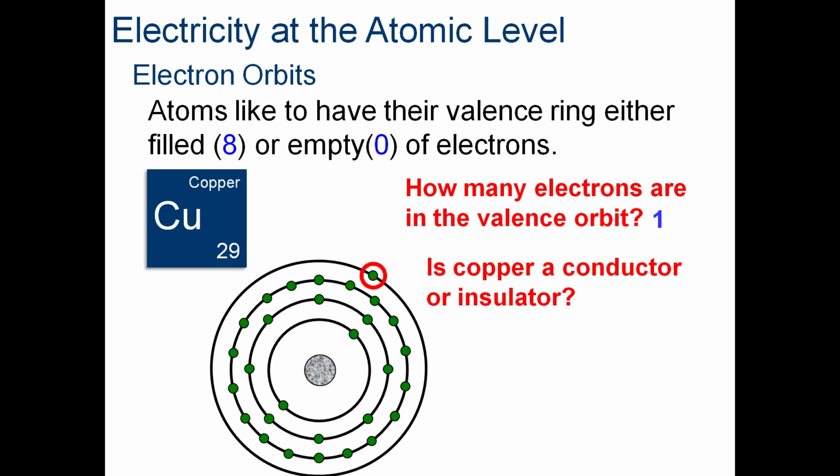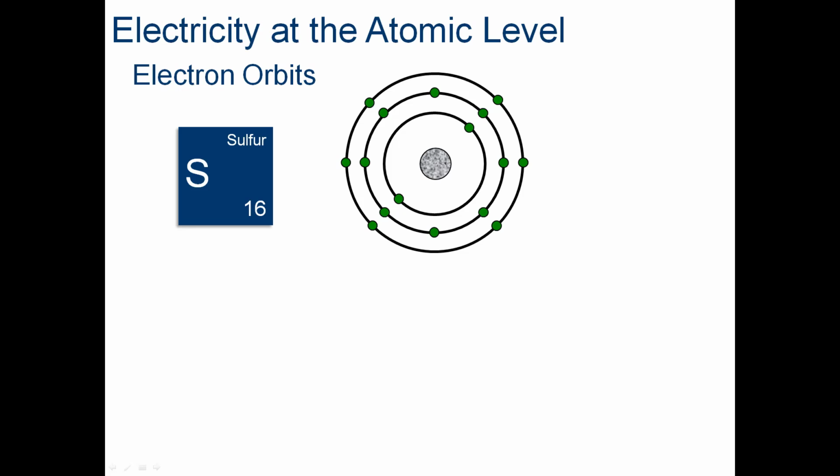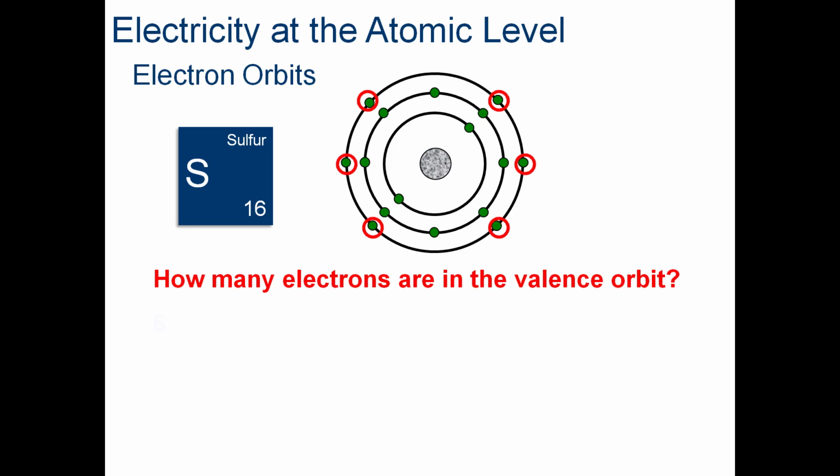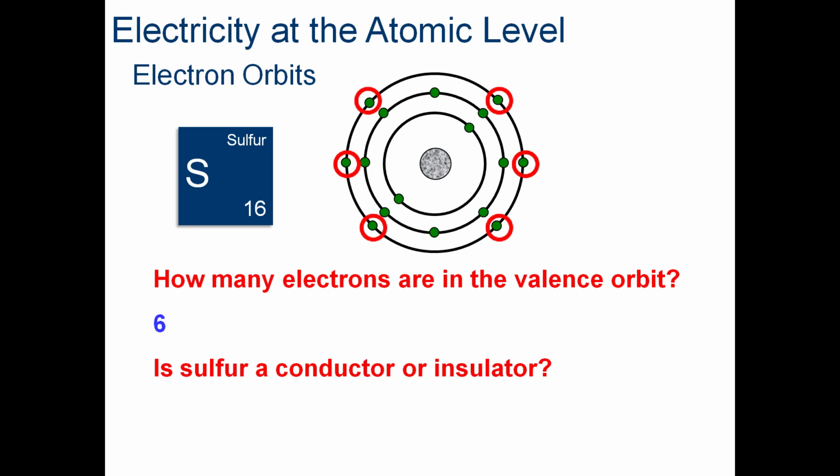Now, as we get more and more valence electrons, the atom becomes more and more electrically stable. An example here is sulfur, 16. You can see that it has 6 valence electrons, which makes it very stable and also makes it not want to conduct electricity. So it is an insulator. Copper with 1 valence electron, conductor. Sulfur with 6, insulator.